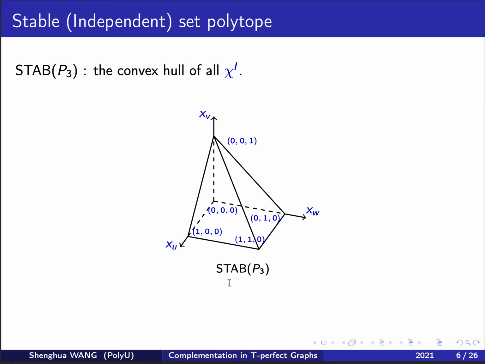The stable set polytope of P3 is shown in this figure, and we can see that it is just the intersection of 5 half spaces, and each half space could be represented as a linear constraint. Therefore, if we could find the defining linear system of the stable set polytope of the graph, maybe we could find the independence number for the graph by solving this optimization problem using linear programming.